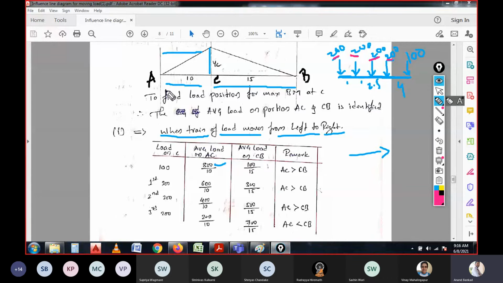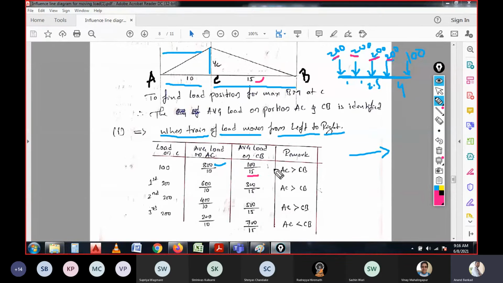So if on the span of AC we have 800 kilonewton load, and the 100 kilonewton which is on the section C is considered on the span of BC. That is what the tabulation says: the average load on CB or BC is 100 kilonewton for the span of 15. So we are taking the ratio of load to the span. How much load is there for the span of 15 meter? It is 100 kilonewton load, which is considered initially.